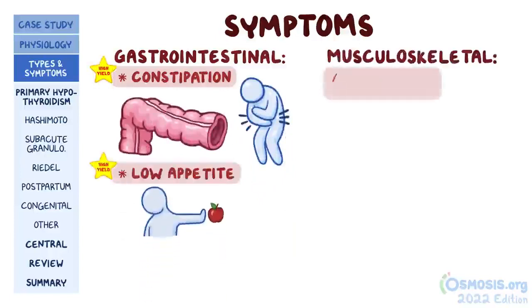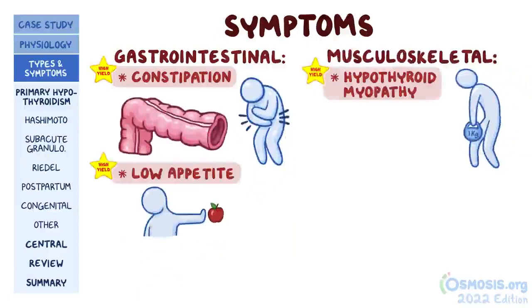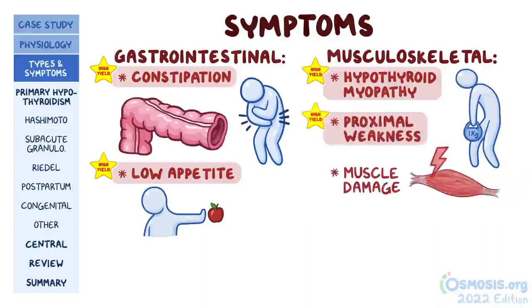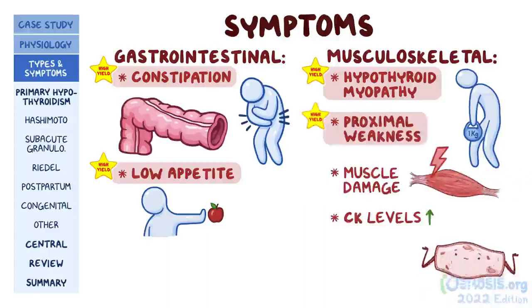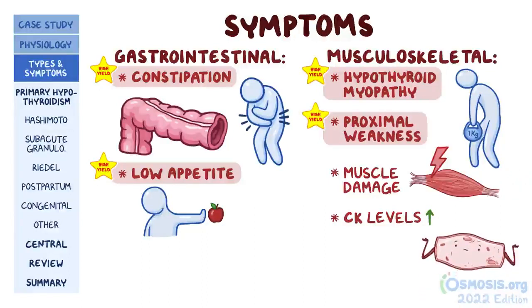Musculoskeletal findings include hypothyroid myopathy, which presents with muscle weakness, especially proximal weakness. Sometimes there can also be muscle damage, and in this case, CK levels are increased. It's not exactly understood why this happens, but it's known that thyroid hormones have a great influence on cell metabolism, and this includes muscle cell metabolism.